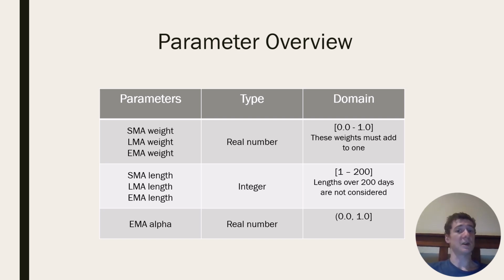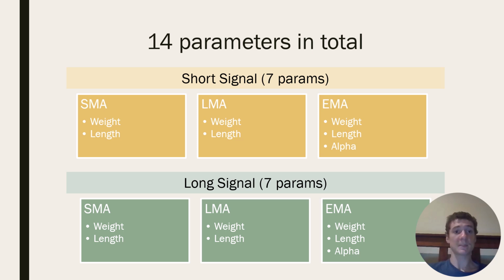The window lengths are all integers between 1 and 200. We decided on 200 days as the maximum window length, since it's the maximum length typically used in trading strategies, and large window lengths start to rely on padded values from before the training data, which are inaccurate. And finally, the exponential moving average alpha parameter is also a real number between 0 and 1. These 7 parameters for each of the 2 signals give us a total of 14 parameters.